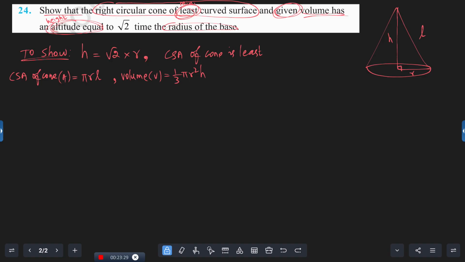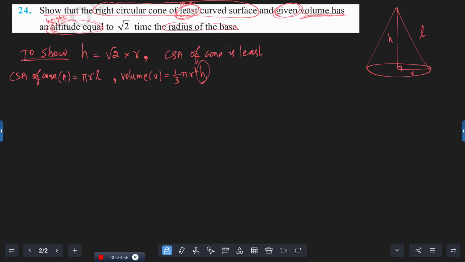Oh, there is a problem here. Have you noticed it? They give the volume, but in volume we have H and R. Here there is no H, but R is there, not an issue. So there is a problem. If you go, you will be getting 3 variables. R is 1 variable, L is 1 variable, H is 1 variable. 2 variables itself is a headache. 3 variables is not possible.